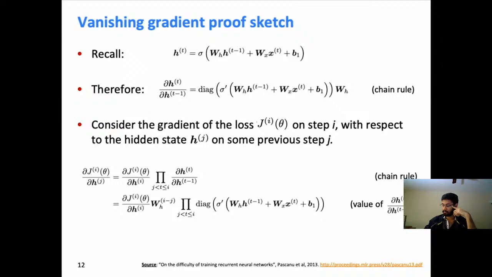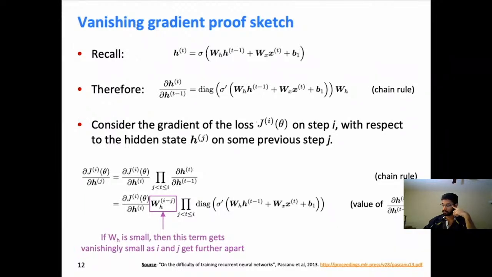Okay, and then given that we figured out what dh_t by dh_t minus 1 is further up the slide, we can just substitute that in. So what we're finding is that this overall gradient has this term W_h, the weight matrix, multiplied by itself i minus j times, because there are i minus j many steps between step j and step i, which is the distance that we're traveling with this gradient. So the big problem here is if this weight matrix W_h is small, then this term is going to get vanishingly small, exponentially small, as i and j get further apart.